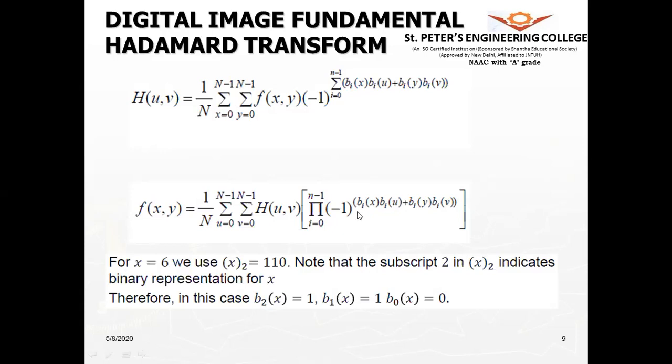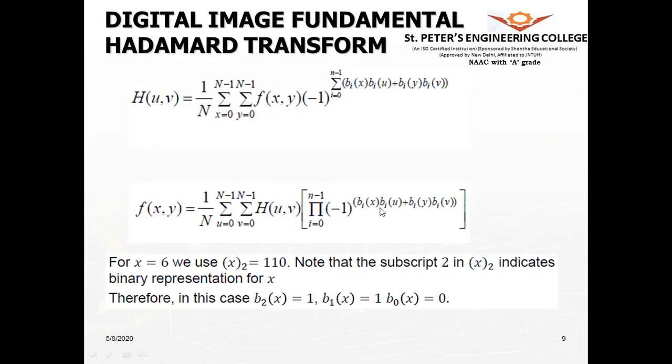So here, what is this bi of x and so on is what we have given here. For example, if the x value is 6, then the binary value of 6 is written as 110. So therefore, we have the 3 bits B2, B1 and B0.